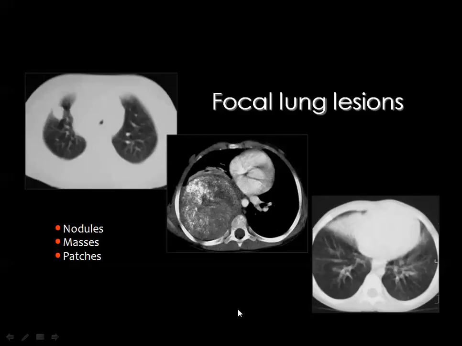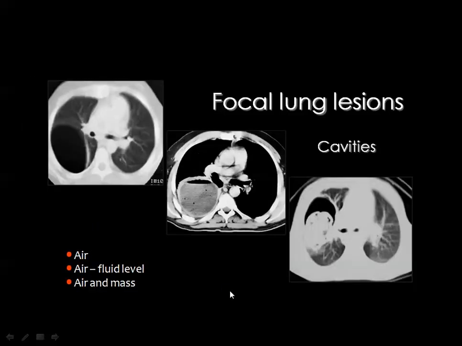And here are the focal lesions in the lung by CT scan. This is the nodule, a well-defined lesion less than 3 centimeters in diameter, and this is the mass, more than 3 centimeters in diameter, and this is the patch, an ill-defined lesion with air bronchogram, and this is the cavity. Cavity containing air is a cavity. Cavity with air fluid level is also considered a cavity, and the cavity with a mass inside the cavity. And these are 3 different types of cavities which can be seen in the pediatric chest.